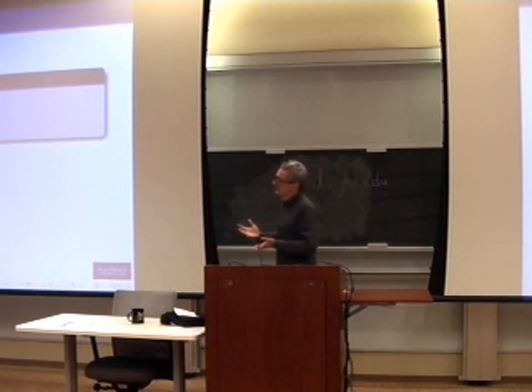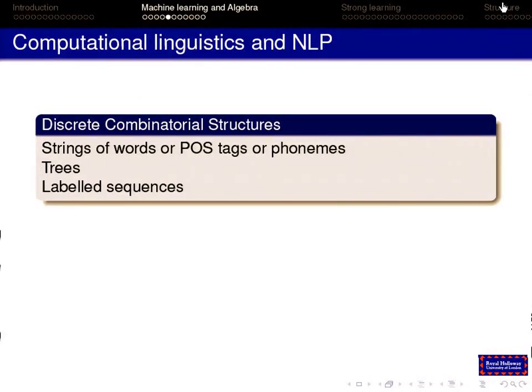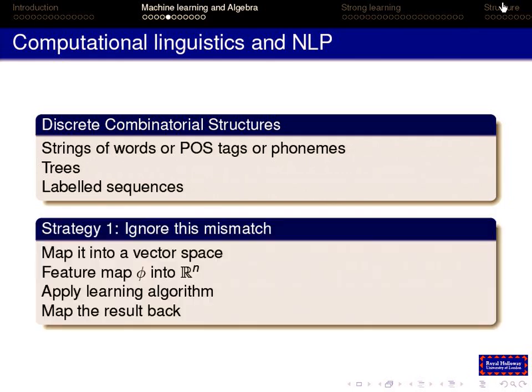Now, in computational linguistics and NLP and linguistics, indeed, we're interested not with real vector spaces, but with discrete combinatorial structures, right, with strings or trees or labeled sequences. And one way of dealing with this is just to ignore this mismatch and say, well, we have this beautiful theory of learning in real vector spaces, so we're just going to use that theory, we're going to map everything into a vector space, do our stuff in this vector space, apply our wonderful algorithms, and then map it back. And this works really well.